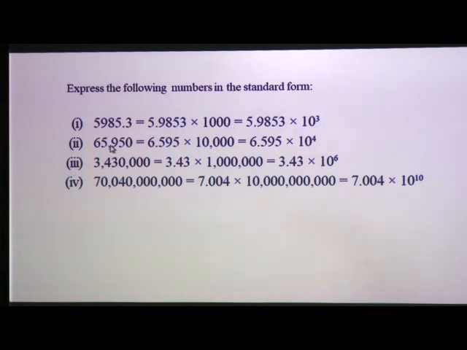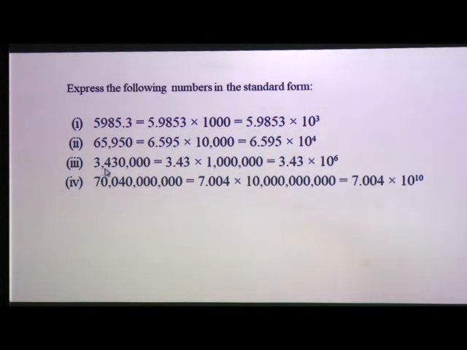A similar example is of a 5 digit number. Now, it will be 6.5950 into how many? You have to count 1, 2, 3, 4. So, we have to multiply it by 10,000, so it will be 10 raised to the power of 4. Some numbers are with a decimal and some are without a decimal, but we have to put a decimal point and write in exponential format, in the standard form.